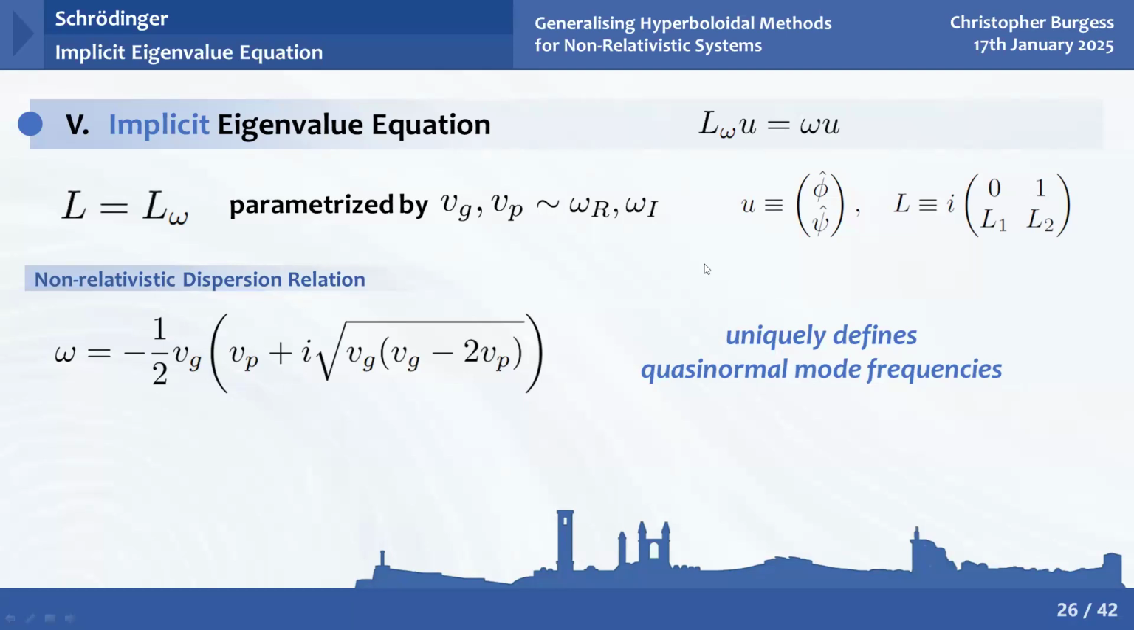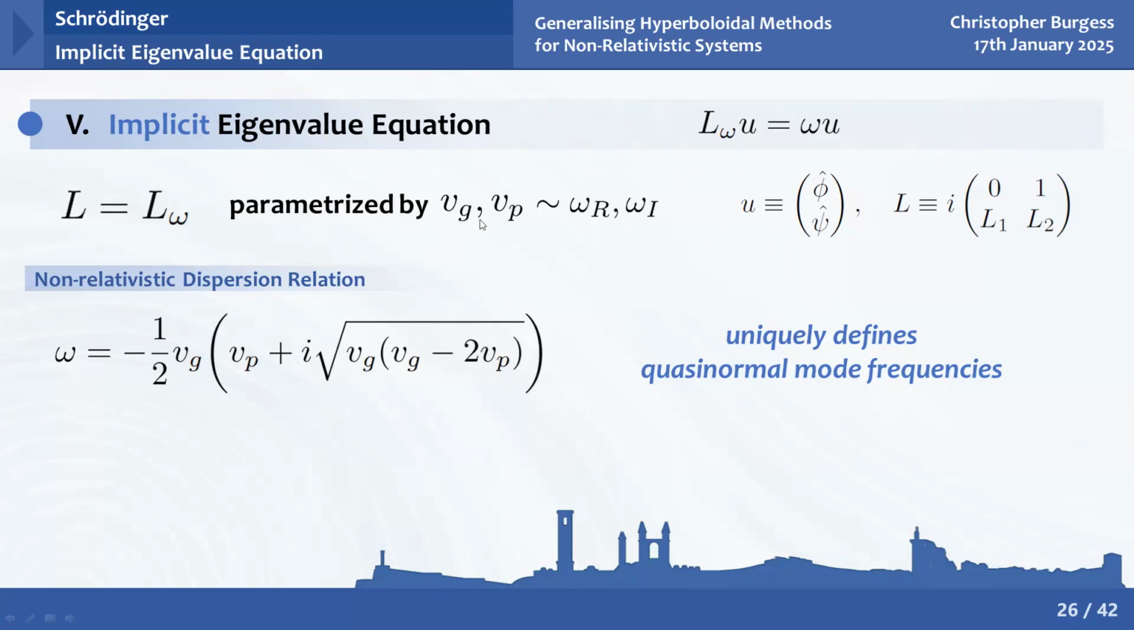We can then express this as an eigenvalue equation, as before in the previous method. The difference now is that this is now an implicit eigenvalue equation rather than an explicit one. So the matrix L is no longer just a matrix of multiplications with x and derivatives and that sort of thing. It's now parameterized by the group and phase velocities.